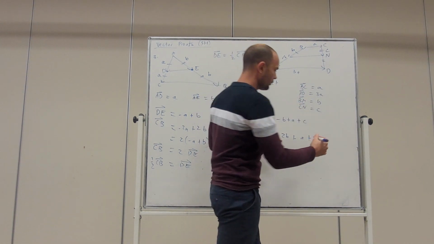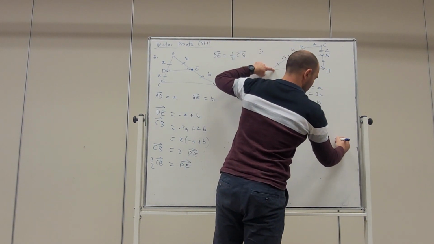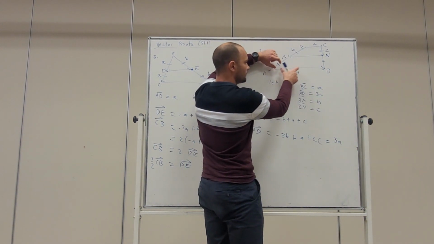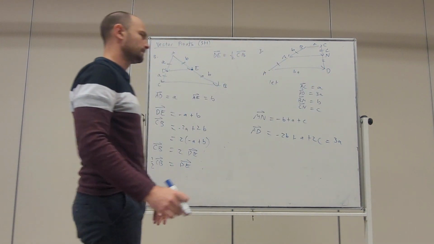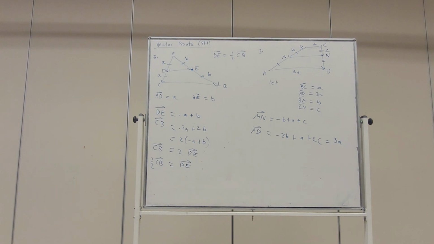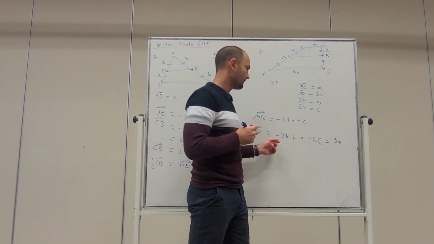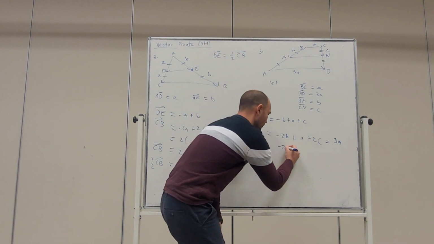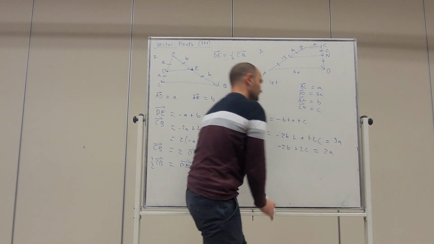Now we know that that is also equal to 3 lots of A. Okay, that's the definition we started with. That's vector A, this is 3 lengths of A. And so what I'm going to do is take away A from both sides, and we have this relationship: minus 2B plus 2C equals 2A.